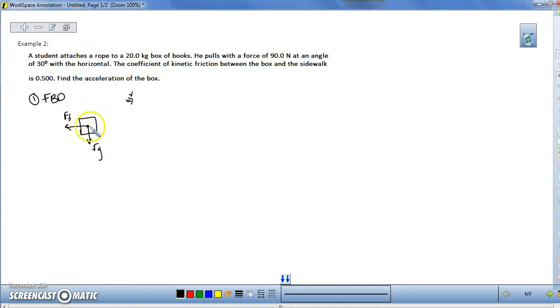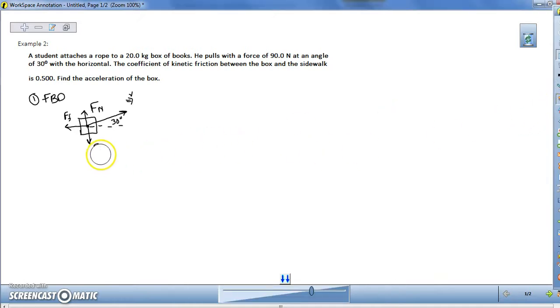Then it says the student pulls the rope at an angle, so here's the horizontal, so here's the rope. That's 30 degrees, like that. And then I'm going to draw the force normal. Now the force normal should be less than the gravity, so let me just make that change.